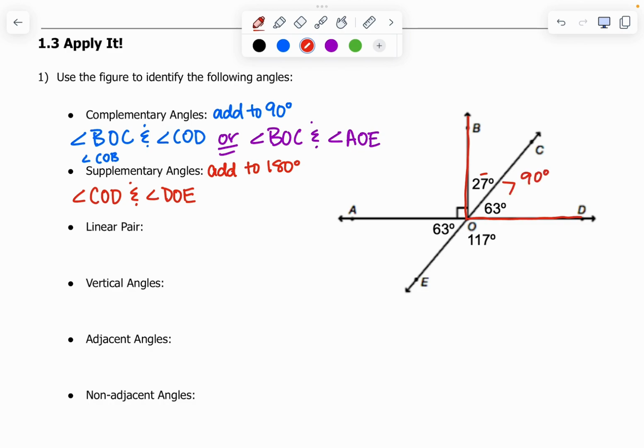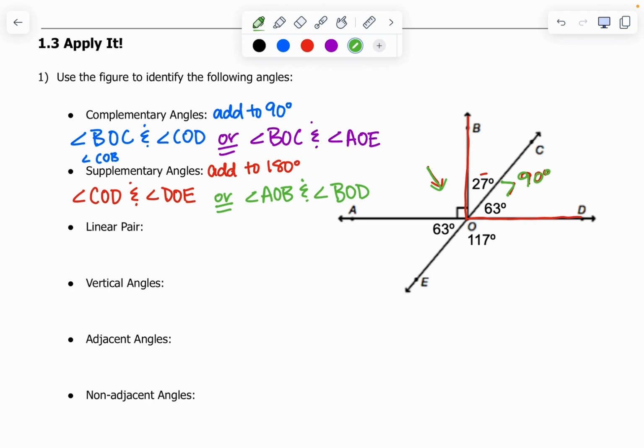So another way that I could define supplementary angles is I could look at this angle, which I know to be 90 because of that box, okay? But I could also look at the BOD angle because that larger angle without that ray in the middle is also 90. So I'm also going to say here for supplementary that I could also define angle AOB and angle BOD as supplementary too, because those two angles do add to 180.